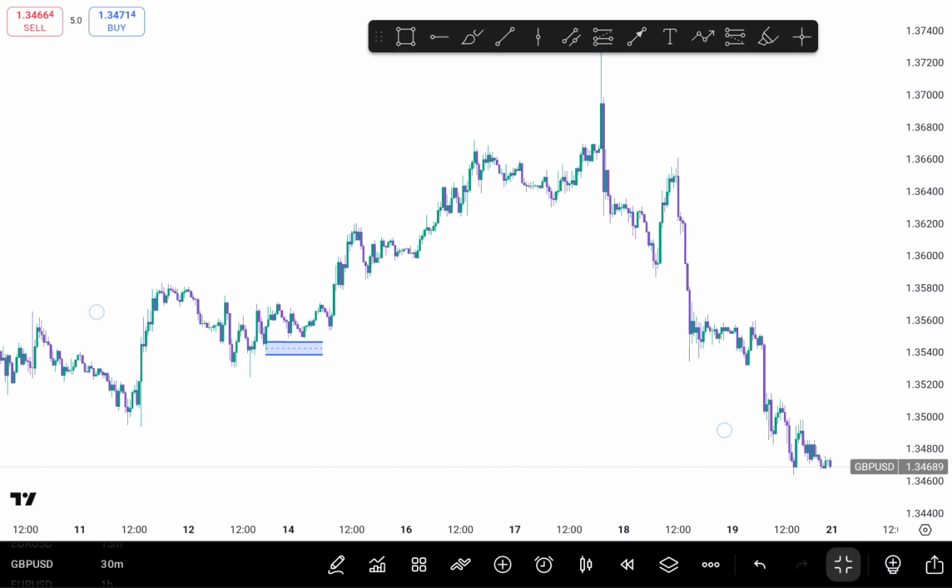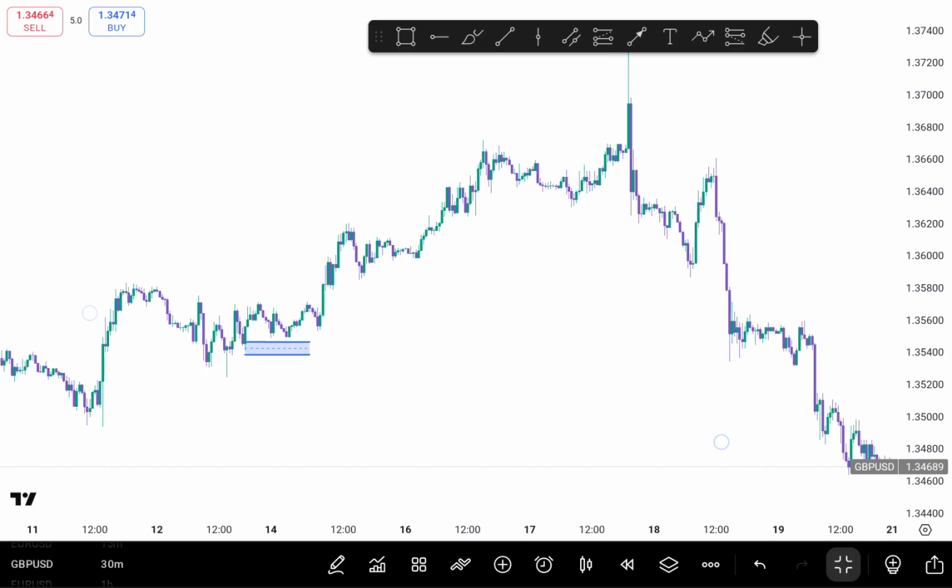And on the GBP/USD, price failed to come to our point of interest by some pips. Moving on, we also looked at AUD/USD.